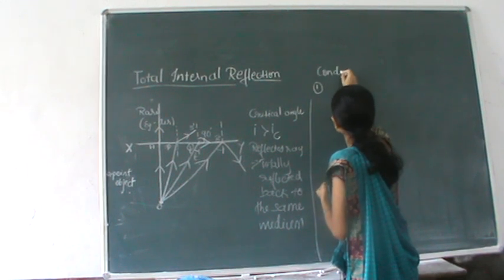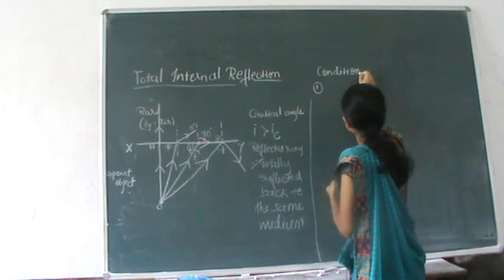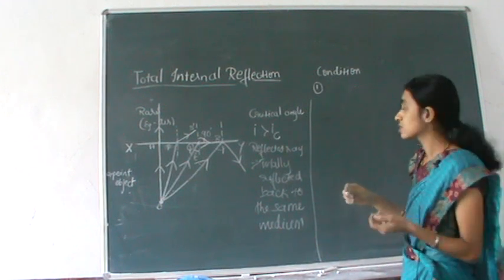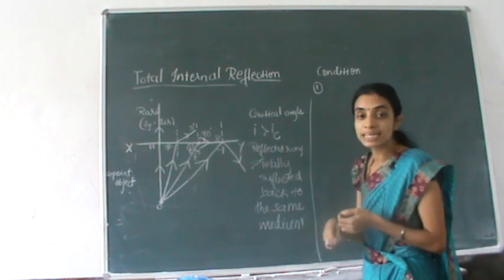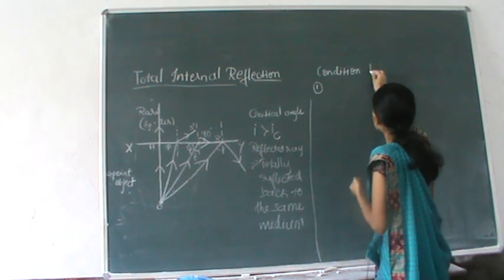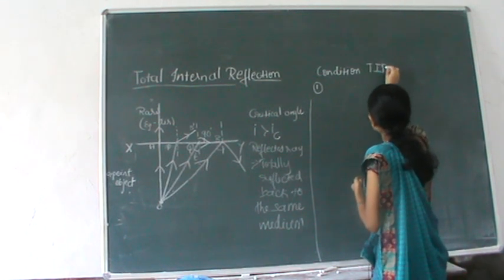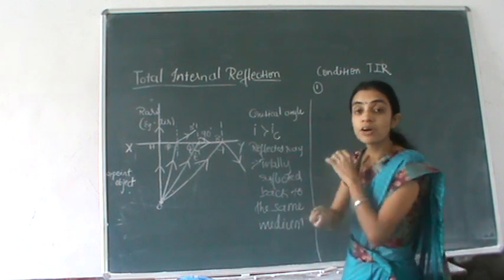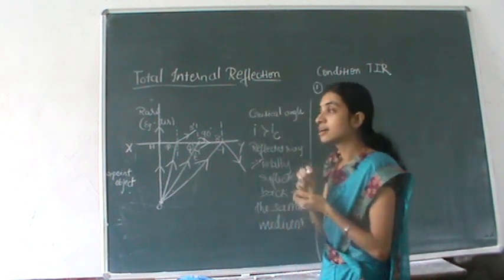So it's the important question which is usually asked in your 2 marks or 3 marks. Define the term total internal reflection and write the condition of total internal reflection. Condition of total internal reflection.